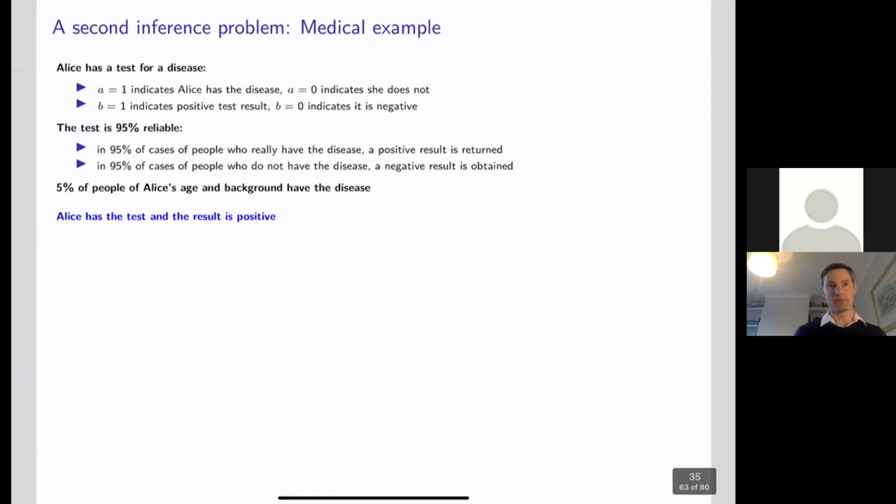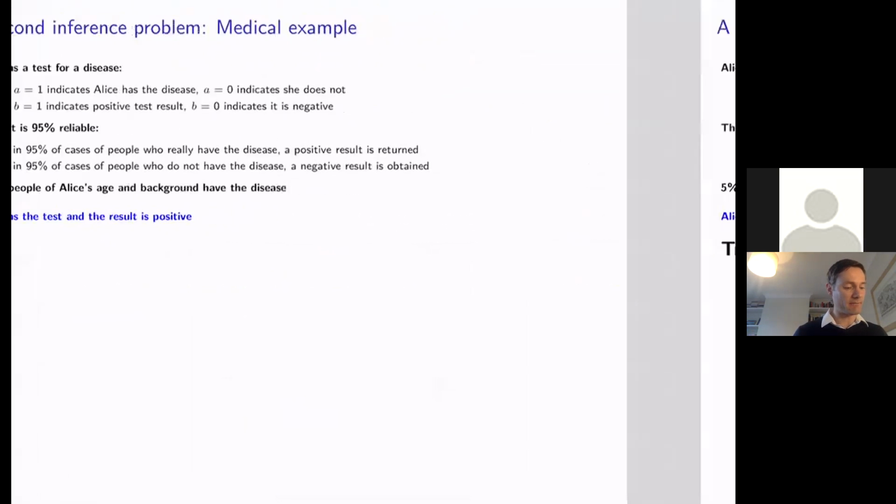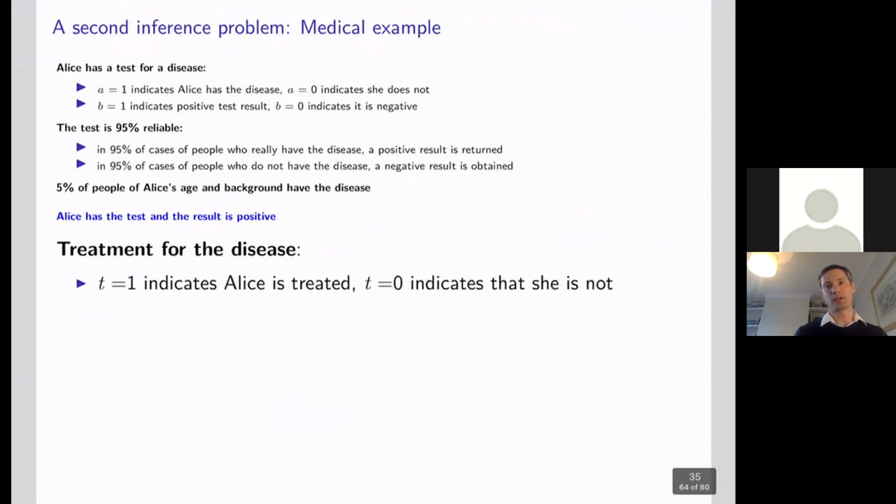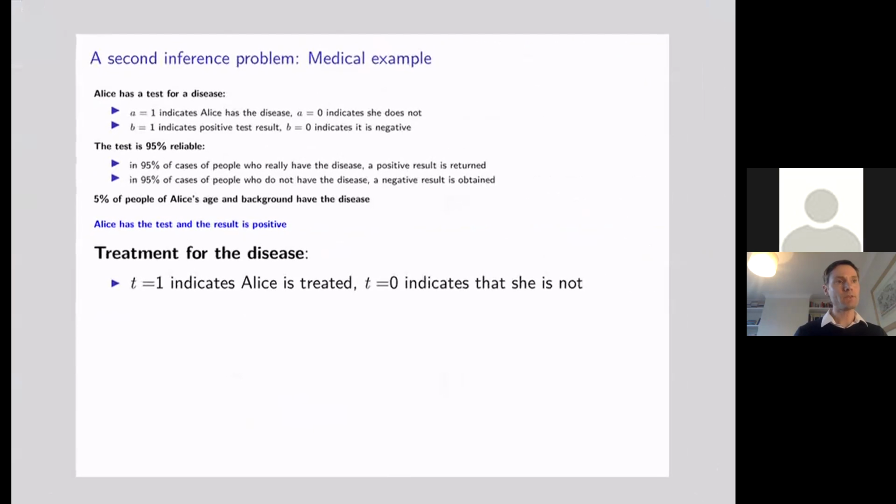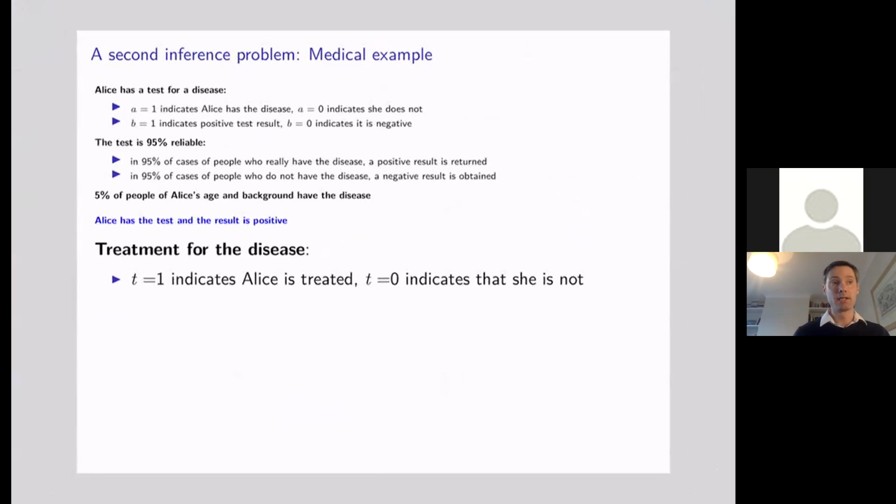Alice has the test and the result is positive. So this is just recapitulating the setup we had before. And now the question comes to about how we should treat her given this information. So we're going to introduce this new variable t, and that's to do with decision making. So t is equal to 1 indicates we are going to treat her. We're going to take dexamethasone or something, a steroid, an anti-inflammatory, and we're going to treat her with that. T is equal to 0 means we're just going to let things go for a bit, and we're not going to treat her.